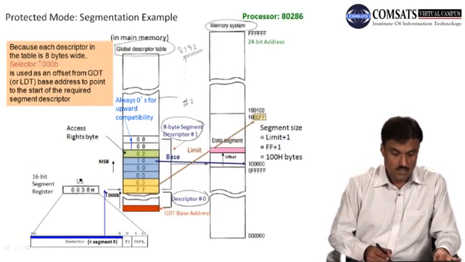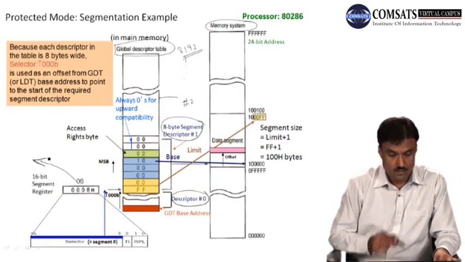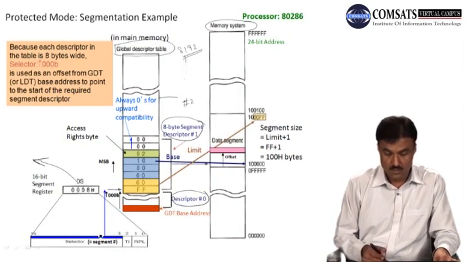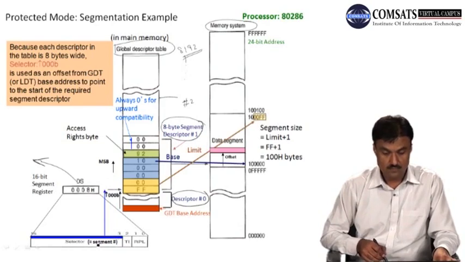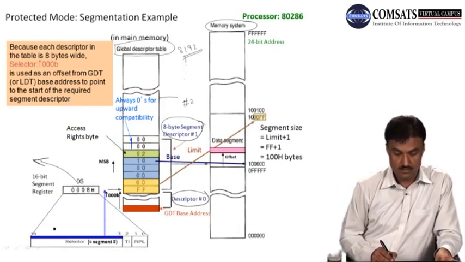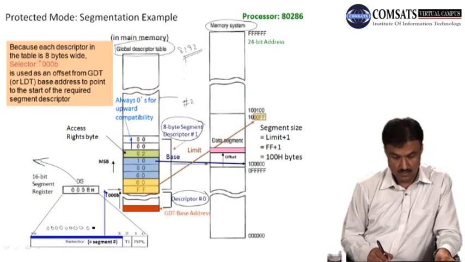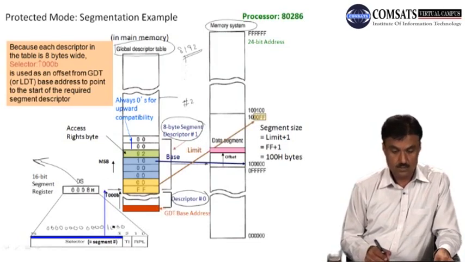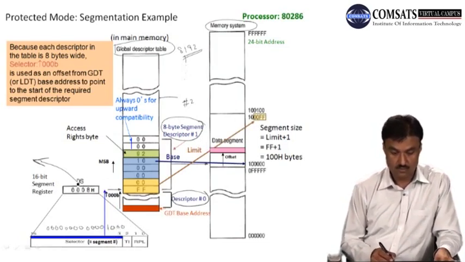So what will happen here if DS, the data segment register, has a value like this one, 0008 hexadecimal. Here the selector is equal to the segment number. We can convert it into binary: all zeros, four zeros, four other zeros, and four other zeros, and then we have 8, which is 1, 0, 0, 0. This is the 16-bit representation of this hexadecimal value.